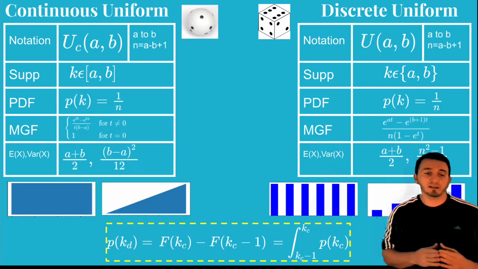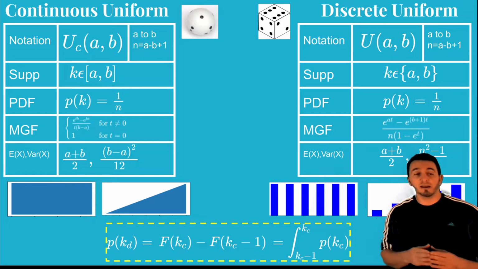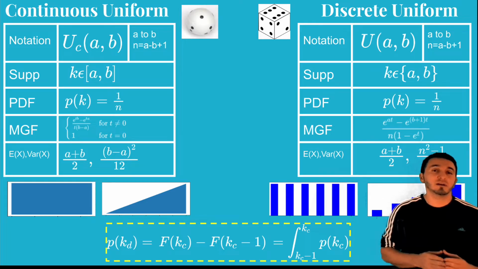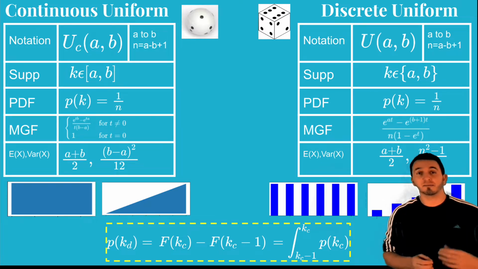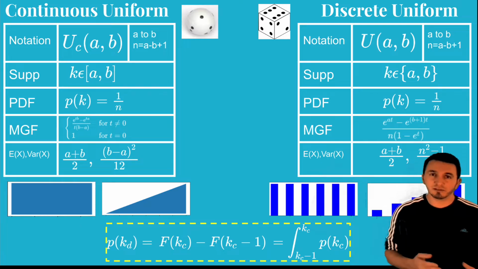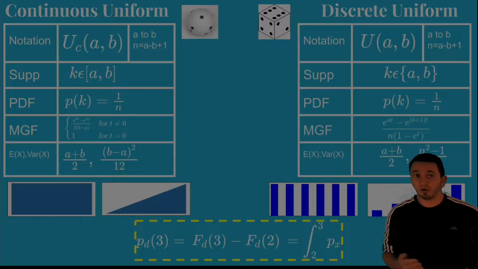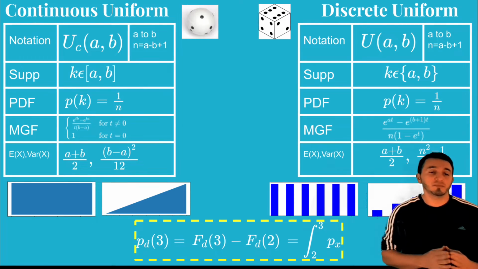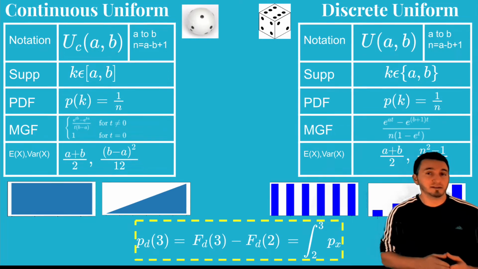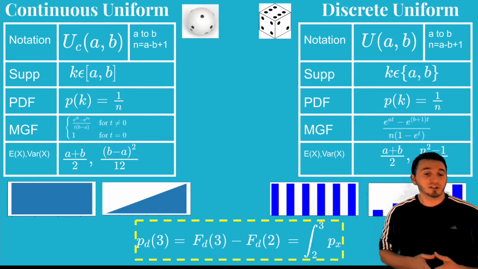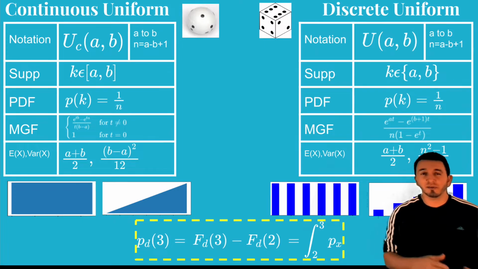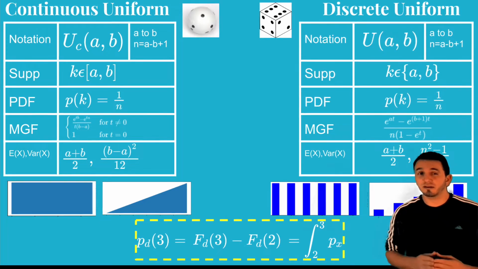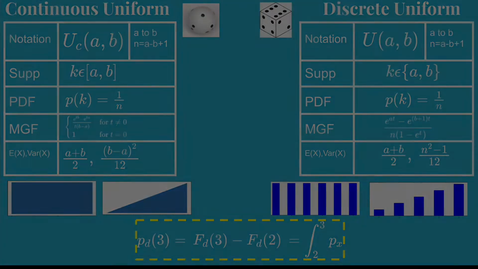And so at the bottom of the screen, we see how we can move between the discrete and the continuous versions of the random variable. So we can say that if we want to know the probability of K, where K is some discrete value or some range, so for example, let's say that K is 3, it is equal to the distribution function at 3 minus the distribution function at 2, which is just the integral of the density function from 2 to 3. That's actually easier, because integrals are easier to take than sums.